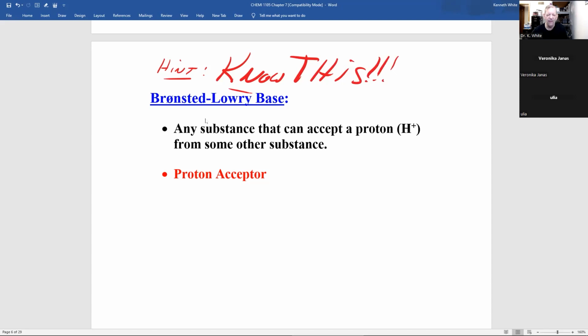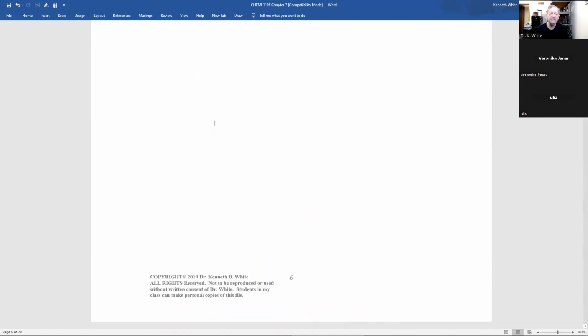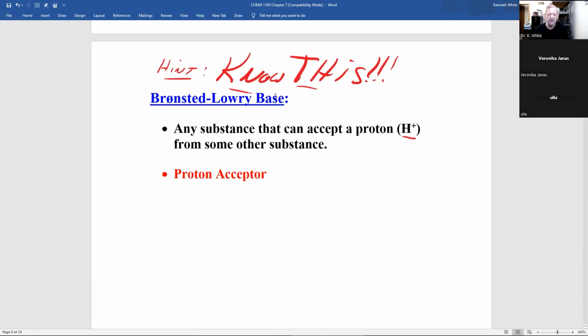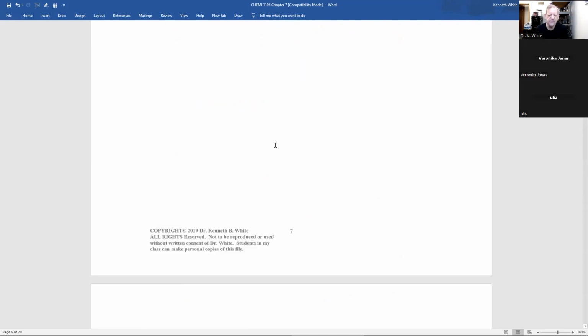And you should know this: a Brønsted-Lowry base, if a chemist says a base, he's talking about a Brønsted-Lowry base, and that's a proton acceptor. Again, a proton is H plus. So an acid is a proton donor. If I'm an acid, here, take my proton. Take it. If I'm a Brønsted-Lowry base, give me your protons. Give it to me. And you should know this.